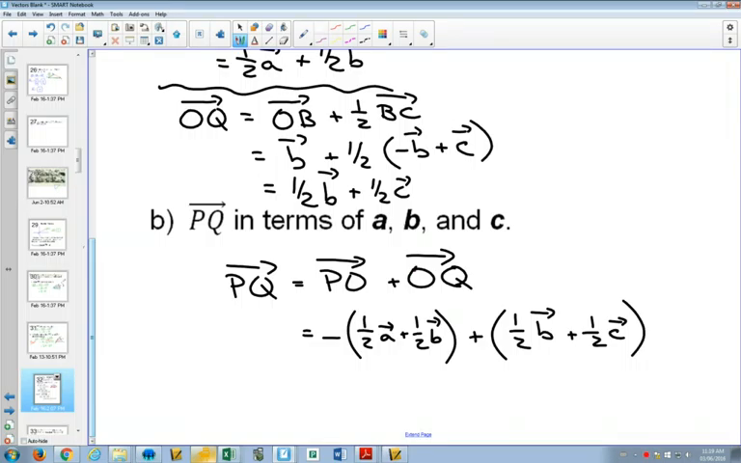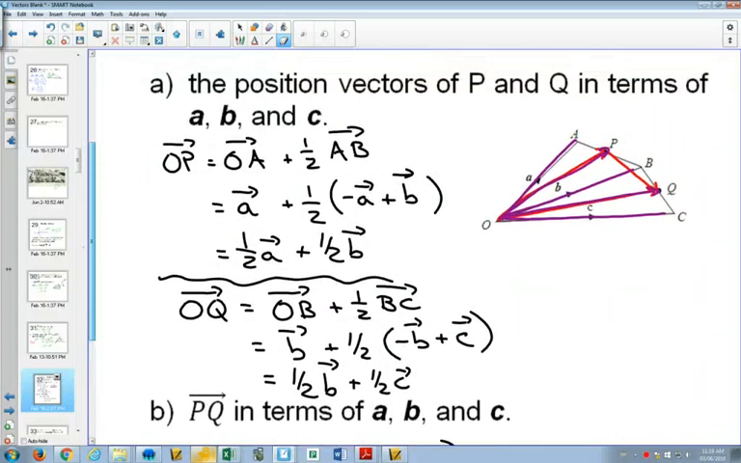Putting these all together will give us negative 1/2 A plus 1/2 C. So now going back to our diagram to see what this means. I'm going to erase all of this stuff. I'm going to measure negative 1/2 A by starting here and drawing that blue vector.